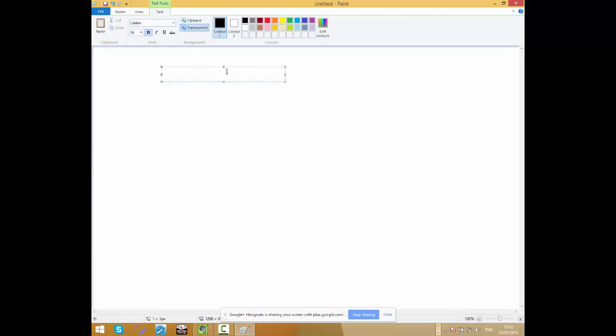So spanning tree, let's just take it from the very beginning. Spanning tree. Who wants to go first? What's your understanding of spanning tree?